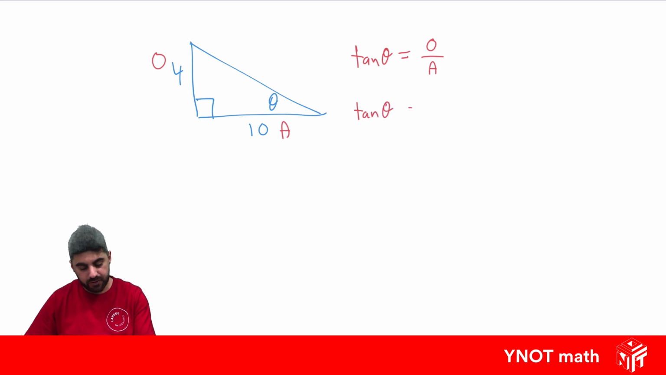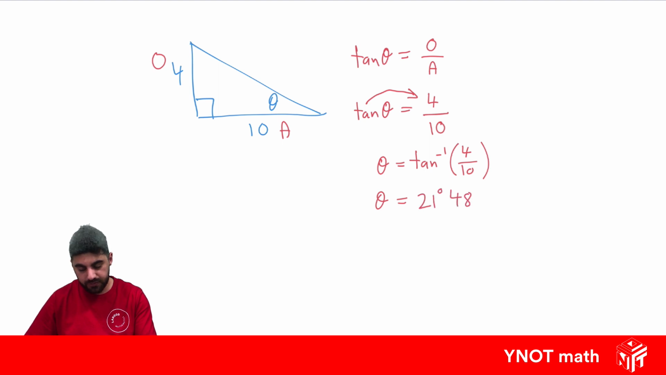Let's put in everything we know. We don't know the angle, so it's theta. The opposite side is 4. The adjacent side is 10. We need to make theta the subject. So you can imagine taking the tan to this side, and it becomes inverse tan. We can put that in our calculator, and we get 21 degrees, 48 minutes, and 5.07 seconds.